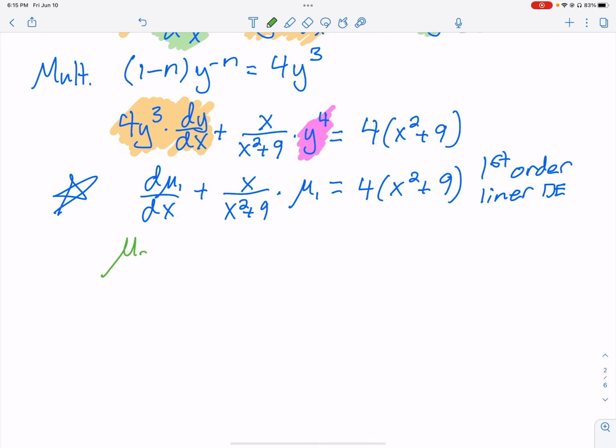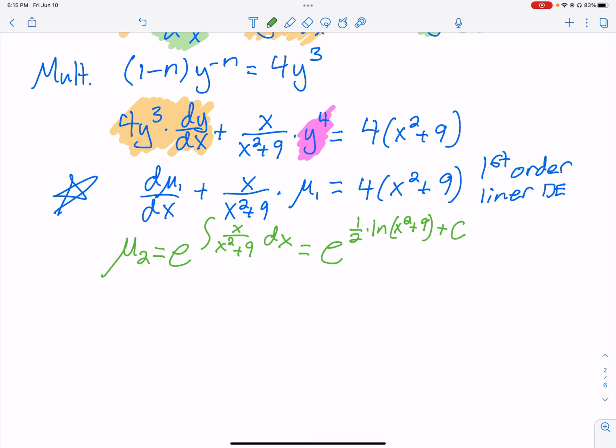So let's do that. Mu2 is e to the, it's the integrating factor, x squared, let me fix that 2 up a little bit, plus 9 dx. All right, this is just a u sub. I want you to think about, okay, we get 1/2, and then it's going to be 1 over u. So it's going to be ln of u. So we get ln of x squared plus 9. That's going to be positive, so we don't need the brackets. We can just use parentheses. Plus c.